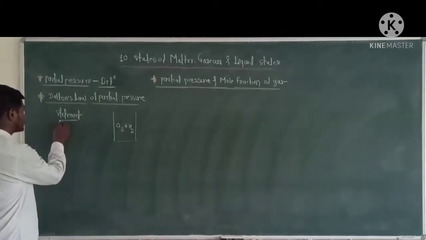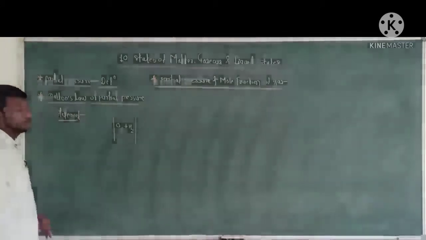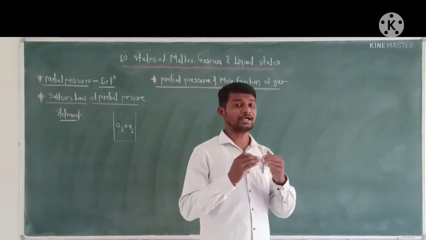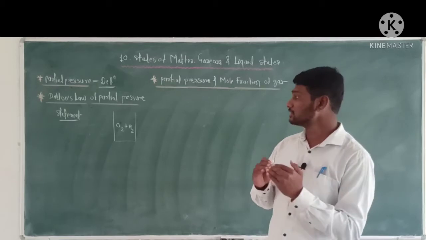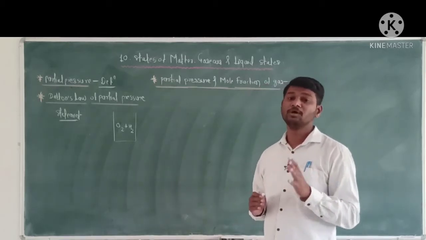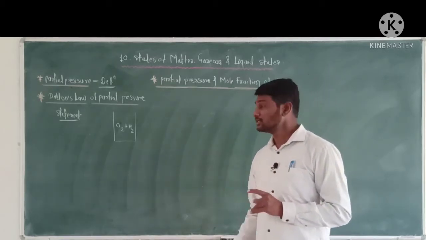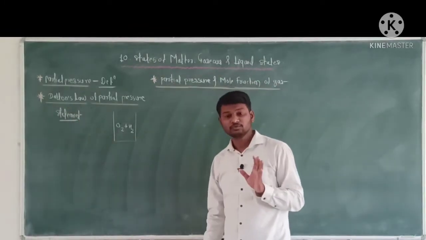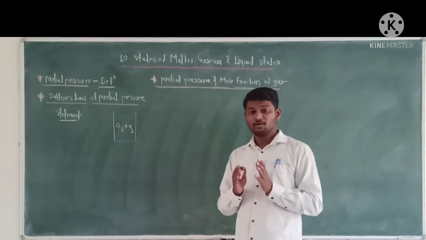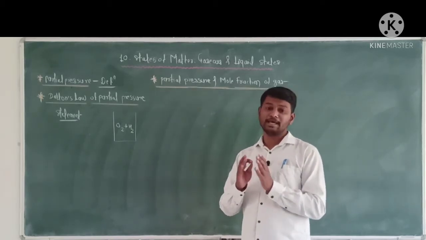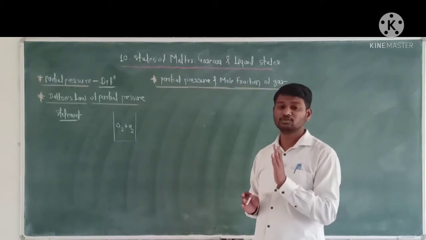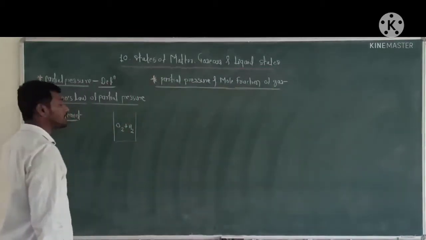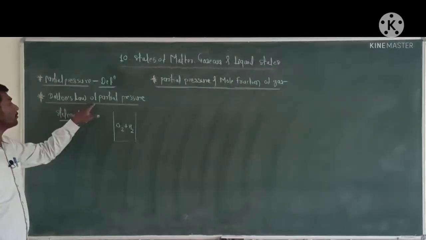First of all, the statement. The total pressure of a mixture of two or more unreactive gases is the sum of the partial pressures of the single gases in the mixture. This is the statement of Dalton's law of partial pressure.